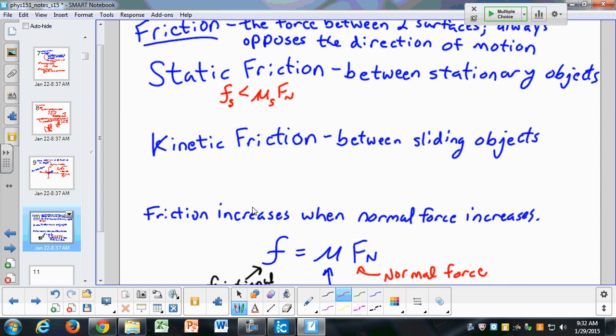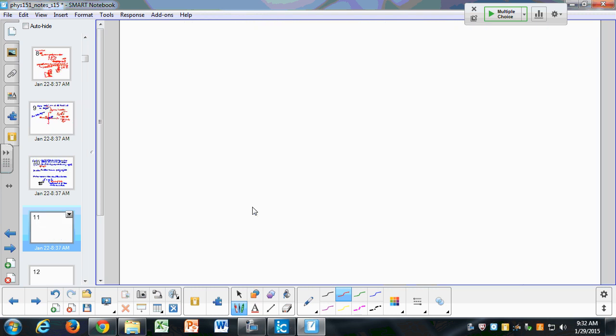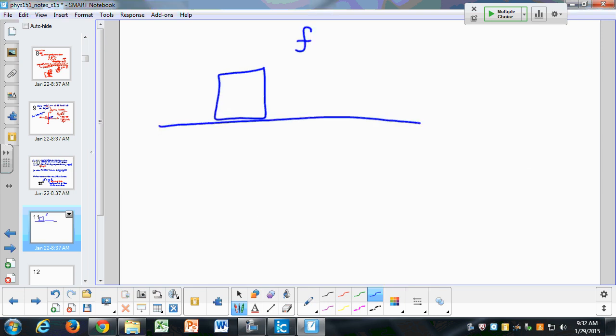What are you thinking? Let me draw a picture. I'm going to go to the next page. So imagine that I have this object. It's on a surface. The maximum static frictional force is equal to 10 newtons. All right. If I pull on it with a force equal to 2 newtons, don't write this down, because this is not correct.